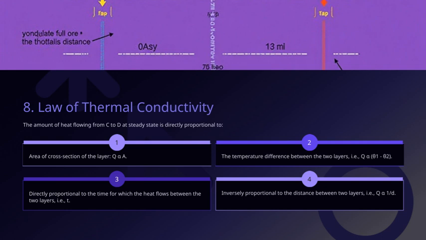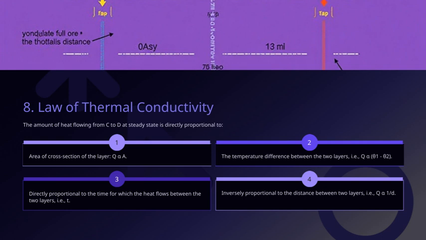Then look at the effect of time. The longer the heat flows between the layers, the more heat is transferred. So heat flow is directly proportional to time. If you double the time, you double the amount of heat transferred. Finally, the cross-sectional area of the layer plays a crucial role. A larger area allows more heat to pass through, making the heat flow directly proportional to this area. So, increasing the cross-sectional area results in a proportional increase in heat transfer.